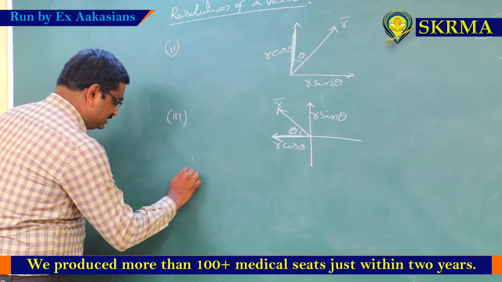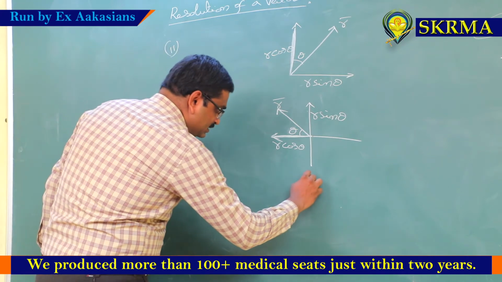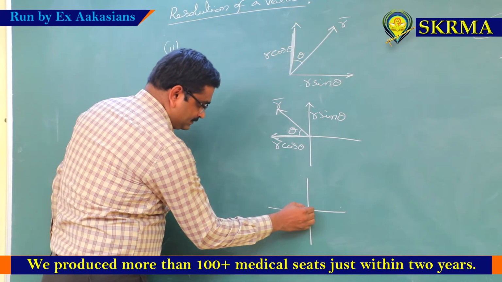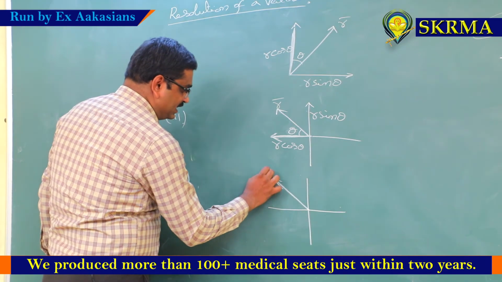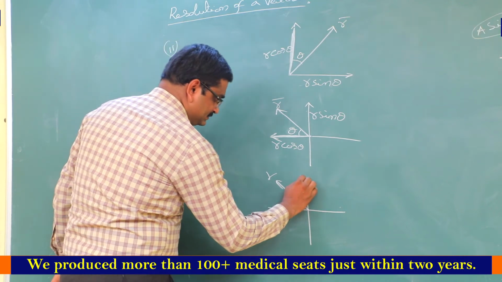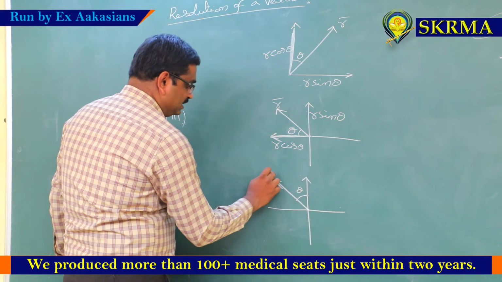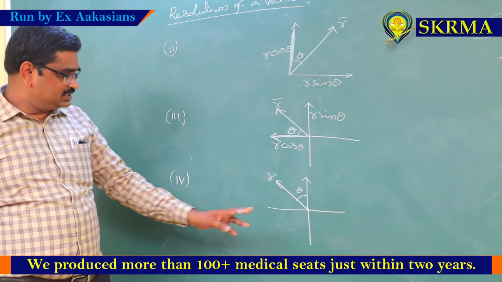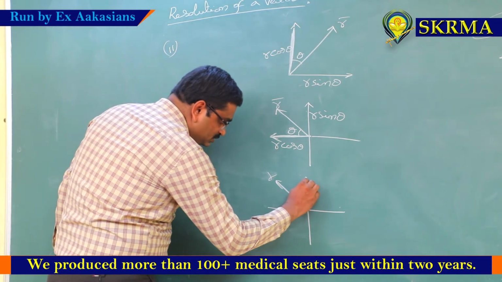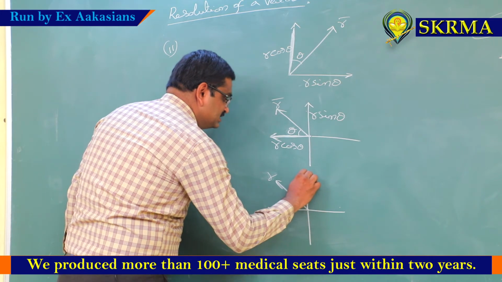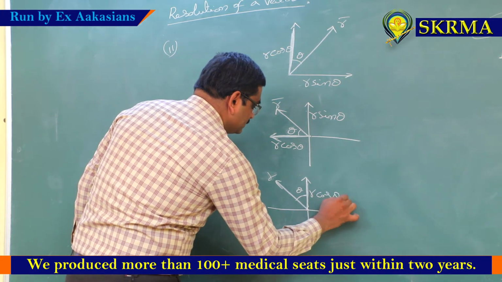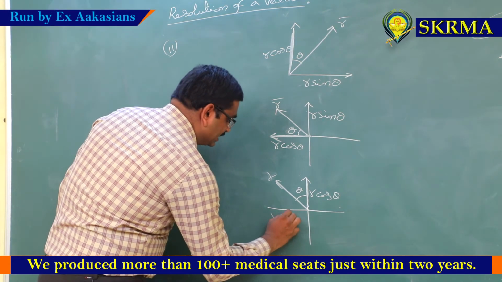Next example, a similar one, but it is making an angle theta with the positive y axis. The same r only. Now in this diagram, the adjacent side of theta is the positive y axis, this side. So this is r cos theta. The remaining side is r sin theta.